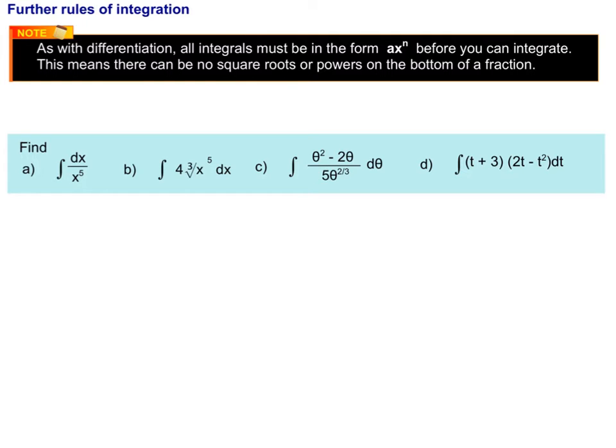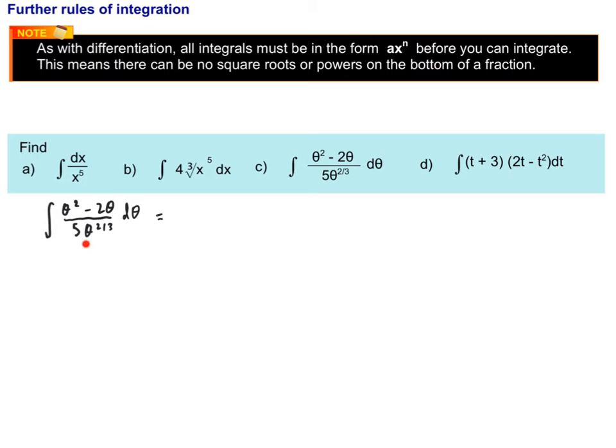The first one is written as a fraction. So question C, theta squared minus 2 theta all over 5 lots of theta to the power of 2/3. So this is going to get quite messy. Before I can integrate that with respect to theta, I need to break it up into little bite-sized chunks.